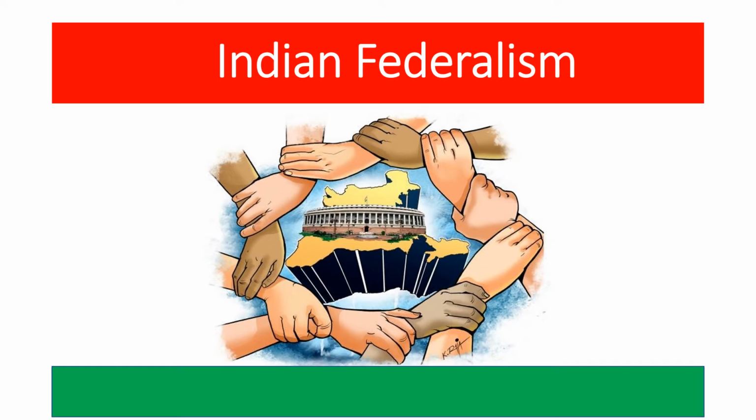In order to consider a country as a federal type, certain essential features must be present. They are division of powers between the two layers of the government, written constitution, supremacy of the constitution, power of judicial review, and a rigid constitution. In this presentation, we shall examine as to how far these features are present in the Indian Constitution.